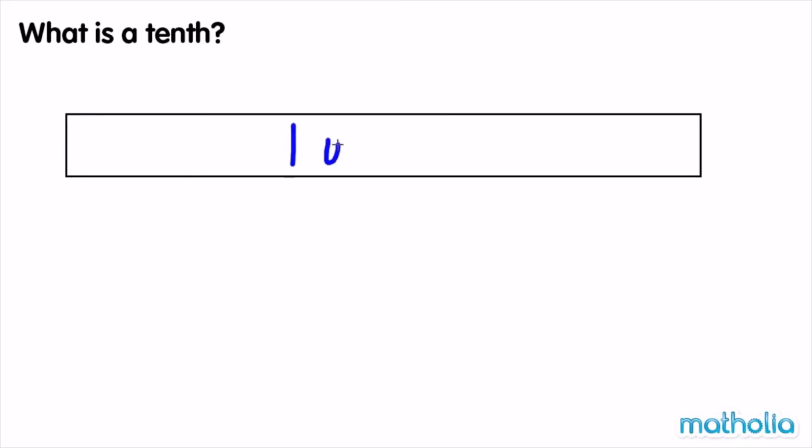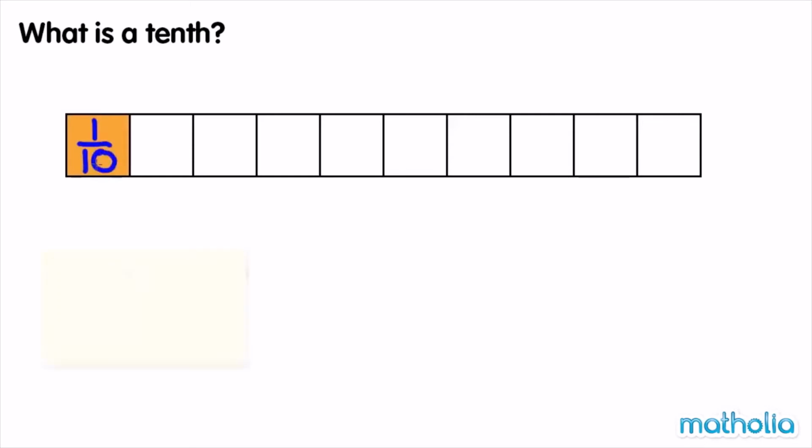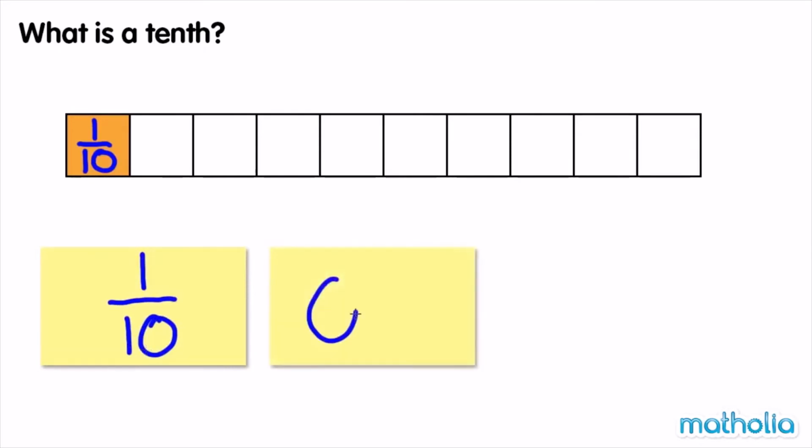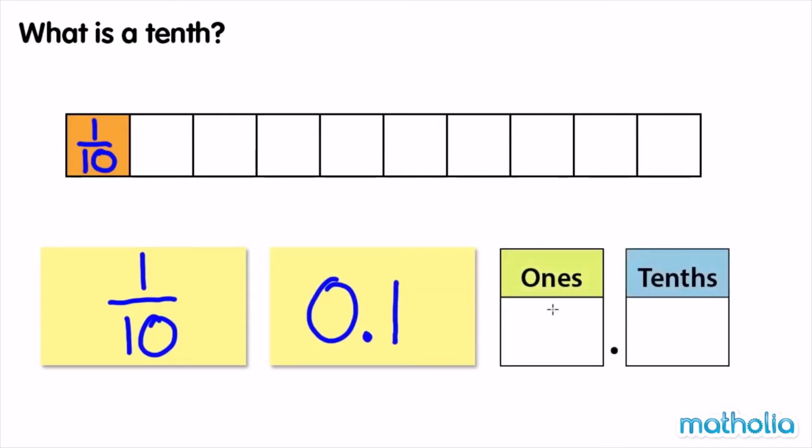What is a tenth? We can draw a rectangle to represent one whole. We can then divide the rectangle into 10 equal parts. Colouring one of the 10 parts gives us the fraction 1/10. We can also write 1/10 as the decimal number 0.1. We can show 1/10 on a place value chart. There are 0 ones and 1/10.